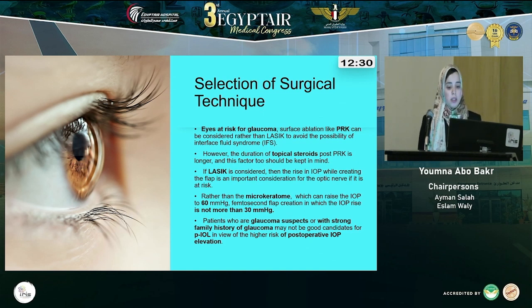If LASIK is considered, then it's not advised in patients with already established glaucoma or glaucoma suspects, because we have a rise of up to 60 millimeters mercury. The alternative is for them to go for femtoLASIK, which rises between 14 and 30 millimeters mercury max. Glaucoma suspects or patients with a strong family history of glaucoma may not be good candidates for phakic IOL and may be at a higher risk of postoperative IOP elevation.